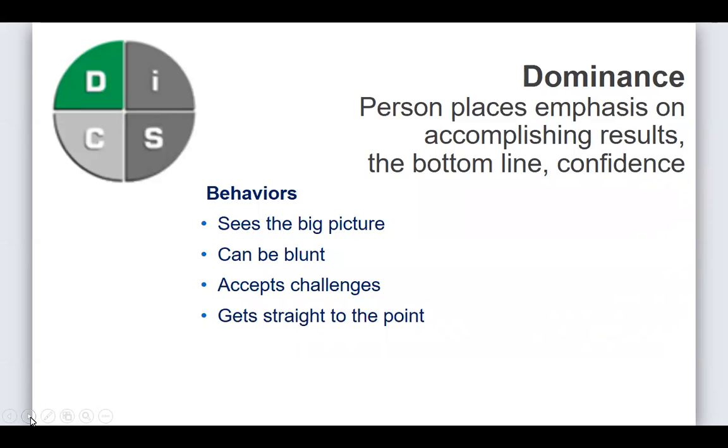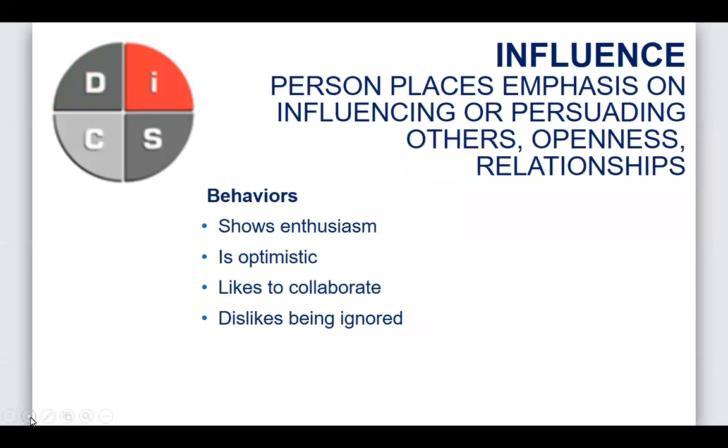So that's the D. The I stands for influence. This person places emphasis on influencing others. They're really the outgoing, people-oriented person that wants to interact, socialize, have fun. They might be focused on others' perception of them. They're really relationship-based. They're optimistic. They like to collaborate. They don't want to be ignored. They may have a lot of enthusiasm for ideas. So that's the influence person.